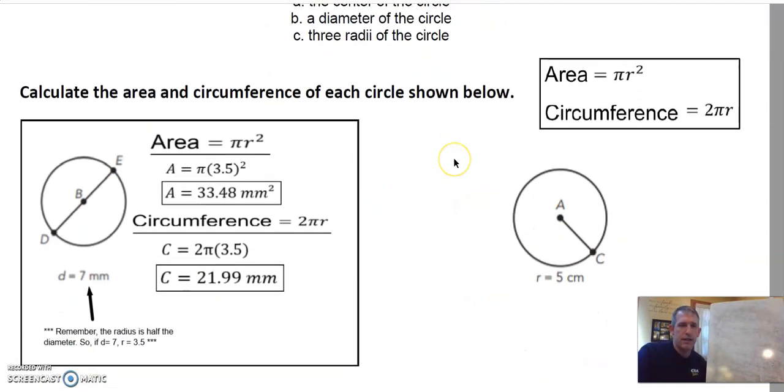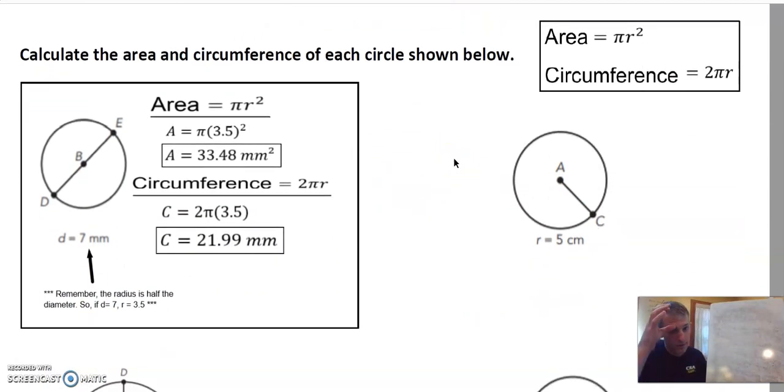So it says to calculate the area and circumference of each circle shown below. All right, so here's our example problem. Area is pi r squared. So the area equals pi times 3.5 to the second power, and we can use pi as 3.14. And the circumference uses diameter, or if we're doing radius, 2 pi r. So we just multiply these together and we get 21.99 millimeters. These two formulas are very, very helpful.